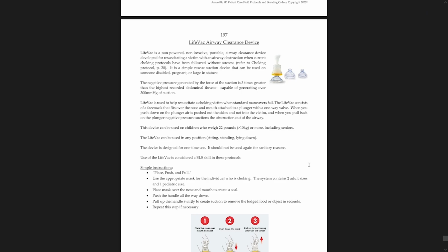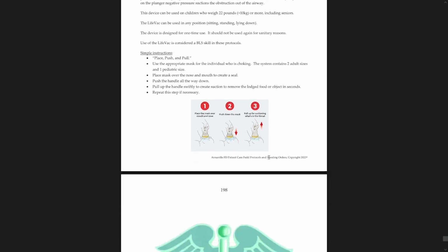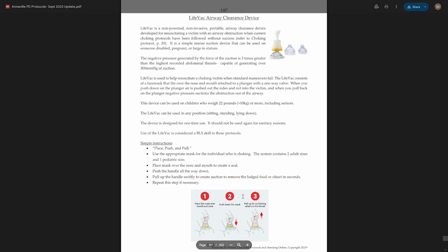And now we're going to look at one of our newer protocols, the LifeVAC airway clearance device. So LifeVAC is a non-powered, non-invasive, portable airway clearance device developed for resuscitating a victim with an airway obstruction when current choking protocols have been followed without success. Refer to page 20. It is a simple rescue device that can be used on somebody disabled, pregnant, or of large stature. Now, I highly recommend that you look into this. It's a very cool device that we just got our hands on, and for the general public, you can also get this equipment. You can find it probably on Amazon or something. It's a really cool device to have on hand, especially if you have a young toddler.